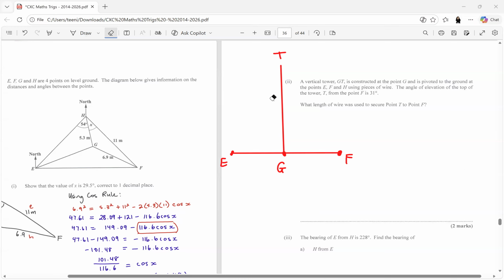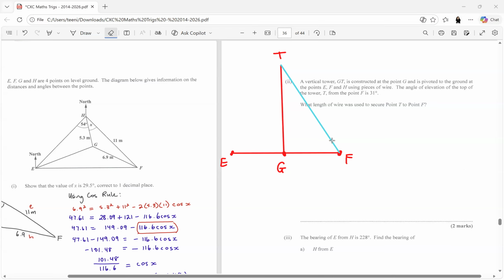If you're looking at it from the side, rather than from above, when you erect the tower GT, you'll have cables or wire connecting the point on the ground to the pole on top. So this is what they mean. GFT is what we're considering here.